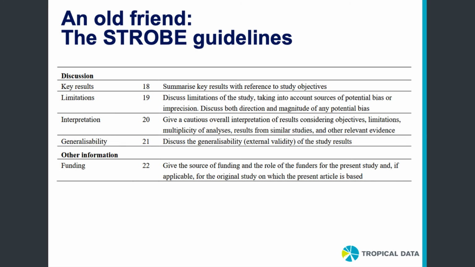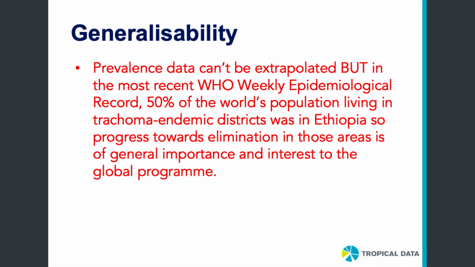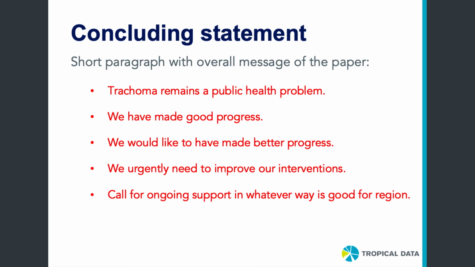Moving on now to the next part of the STROBE checklist, generalizability. You should comment on the generalizability of your data. For example, A. Prevalence data can't be extrapolated, but in the most recent WHO weekly epidemiological record, 50% of the world's population living in trachoma endemic districts was in Ethiopia. So progress towards elimination in those areas is of general importance and interest to the global program. You should add a concluding statement after this, a short paragraph with the overall message of the paper. Some examples of how this can be done are shown on the slide.